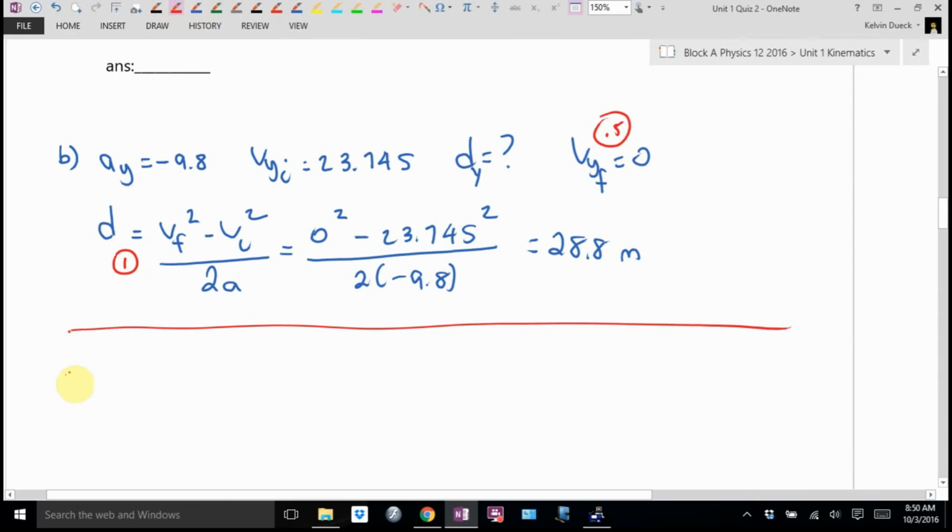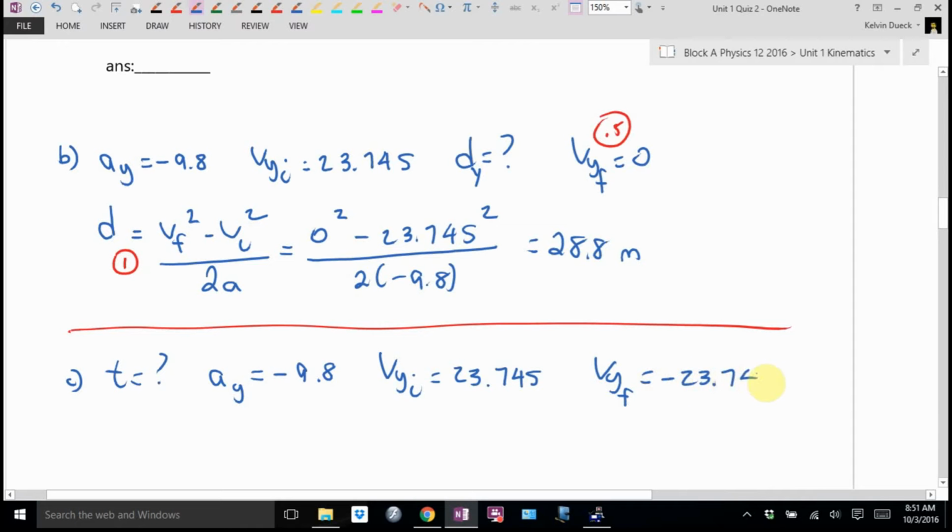C, how long is the projectile in the air for? So C wants us to find time. I think I'm gonna solve this vertically. I think I'm gonna use that acceleration. I'm gonna use Vy initial equals 23.745. I'm gonna use Vy final equals negative 23.745. This is one way to do it.